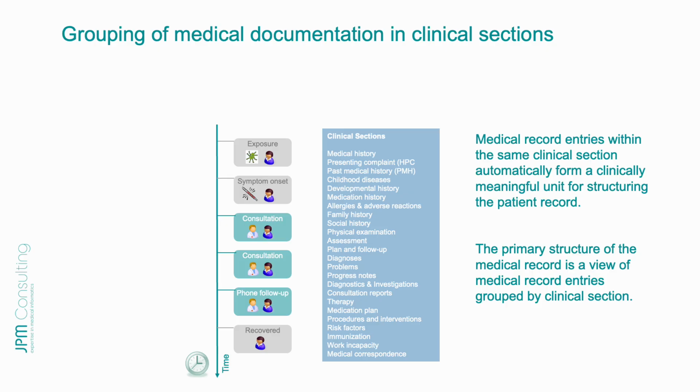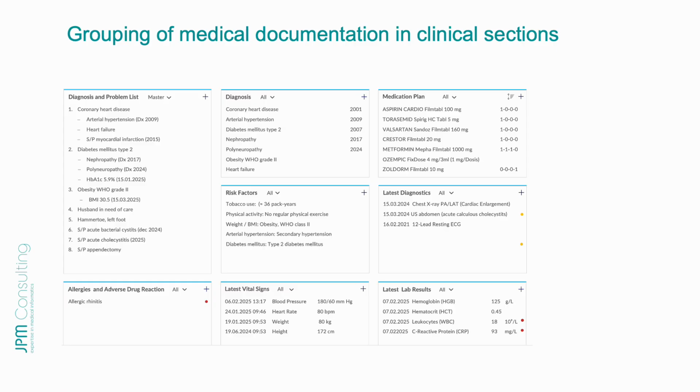So, the primary structure of the medical record is a view where entries are grouped by clinical section. In other words, the record is first organized by these familiar headings. This kind of structure also enables generic overviews, such as dashboards. Because entries are consistently grouped, summaries can be generated automatically. The same applies to reporting. Structured sections make it much easier to create reports in a standardized way.